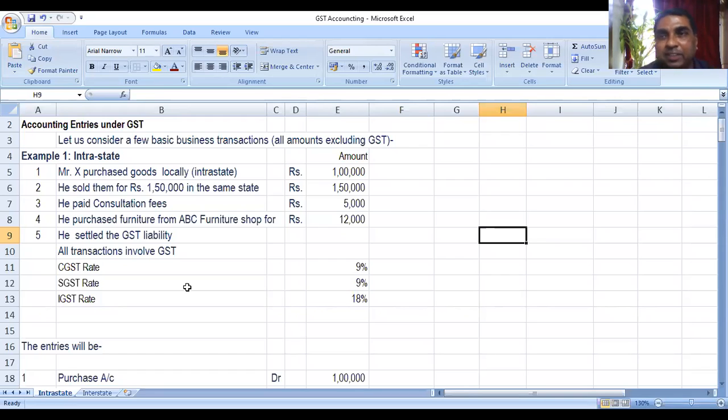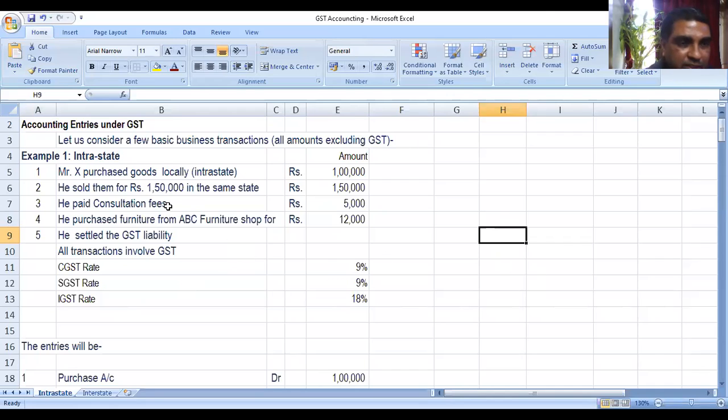We call it the inward supply. Inward supply means purchase, kind of thing. There are some goods involved, some services involved. How to make the entry? Very simple thing. All these transactions involve GST.